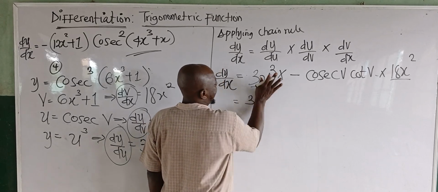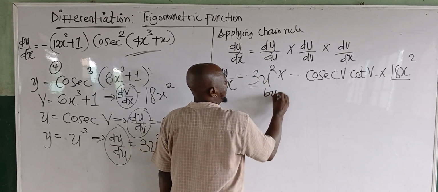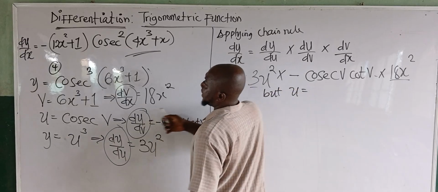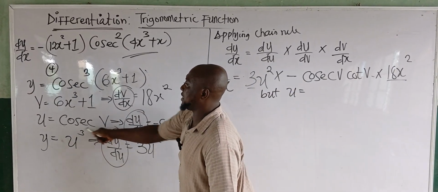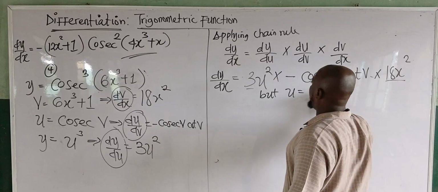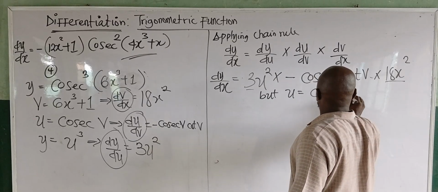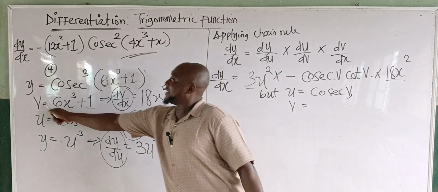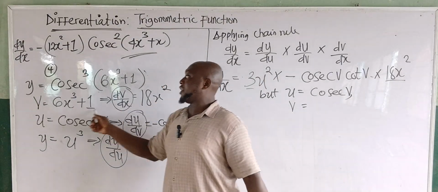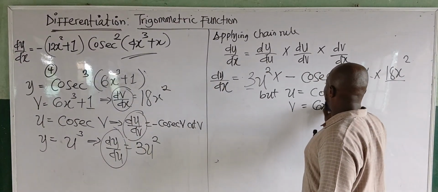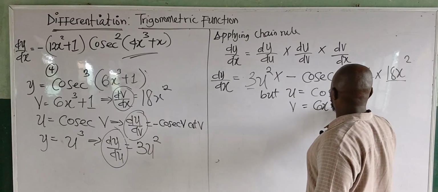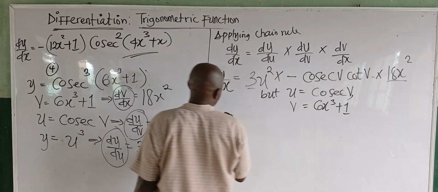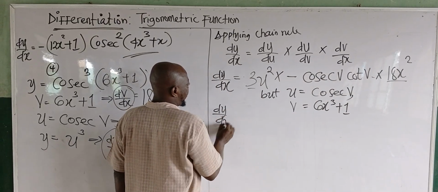take this one out. Remember, we said that our u from the beginning is what here? What is my u here? Watch this. This is my u. So my u becomes cosec v. What is my v from the beginning there? Look at this, because this is a different letter. We just introduced it. That's why we are using that. So here becomes 6x cubed plus 1 here. So we are going to introduce them anywhere we see our variable before we multiply.